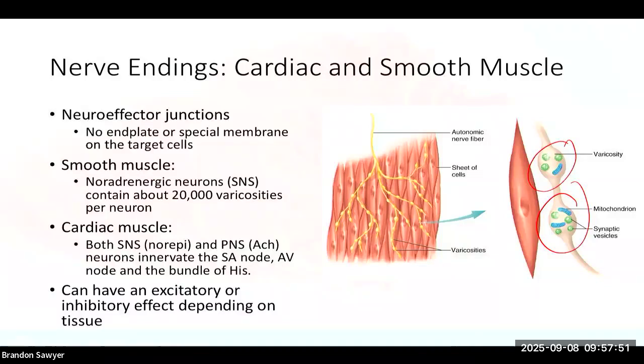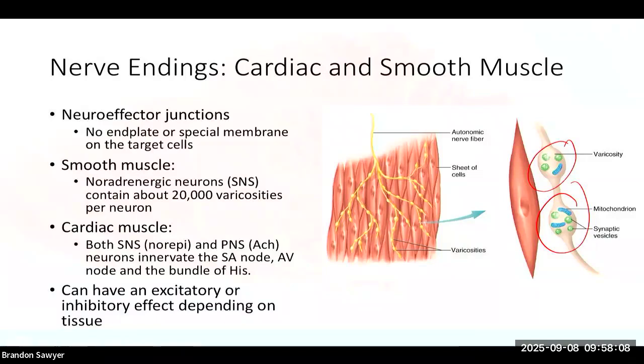And yeah, smooth muscle is going to be mostly the sympathetic nervous system that interacts with it, but we can have up to 20,000 of those little bumps, those varicosities, in a single neuron. So lots and lots of opportunities to release neurotransmitter along the way.